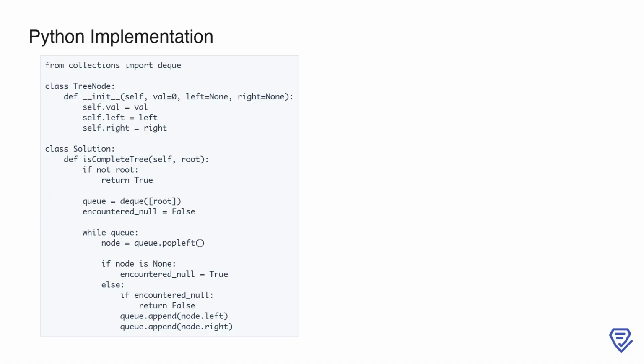This flag will help us track if we've encountered a None node, which is crucial for determining whether the tree violates the completeness property. Then we enter a while loop that continues as long as there are nodes in the queue. Inside the loop, we dequeue the first element and check if it's None. If it is, we set the encountered_null flag to true, indicating we've found a gap in the tree. If the current node is not None, we check if encountered_null is already true. If it is, this means we've found a node after encountering a None node, which violates the completeness property, so we return false. Otherwise, we enqueue the left and right children of the current node, even if they are None, to continue the level order traversal.